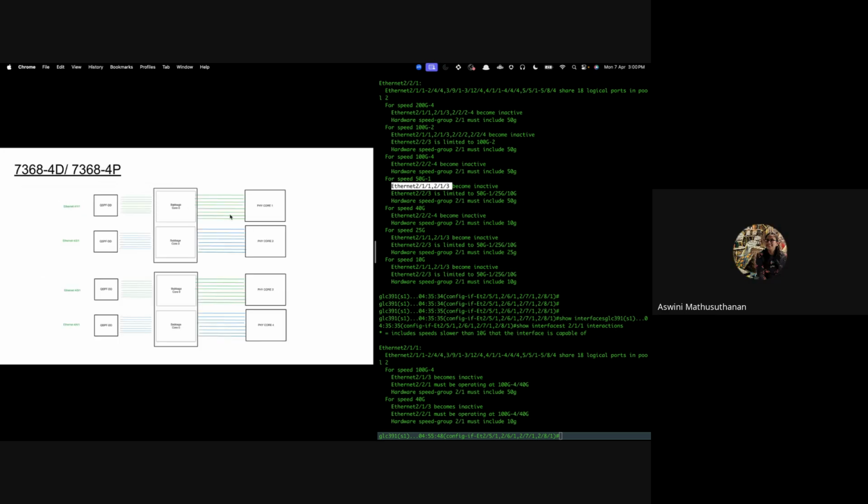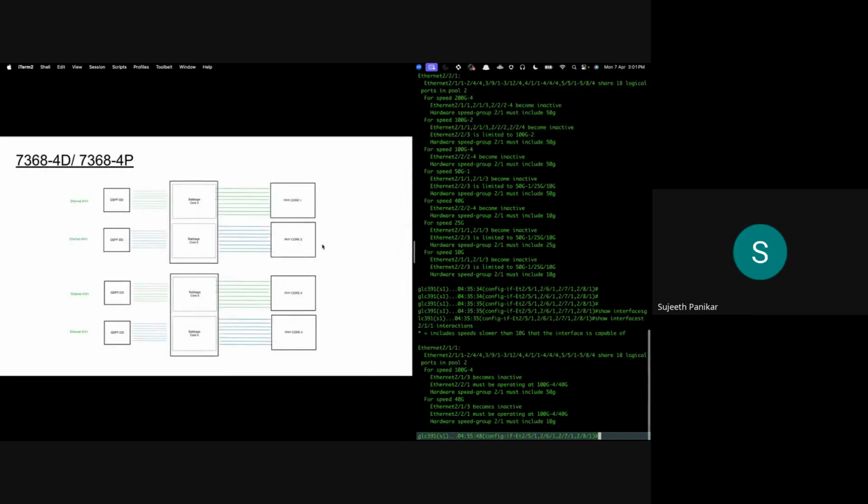Pretty much most of the links are going to be up, given the number of lanes that the speed is using. The rest of them are all going to be up. So that can be checked from the TOI as well. It's pretty straightforward here. But what Ashmi is talking about is the odd-even contention. Even after this is sorted, we still have the TH3 limitation of 18 logical ports per pool. So that limitation is still there.